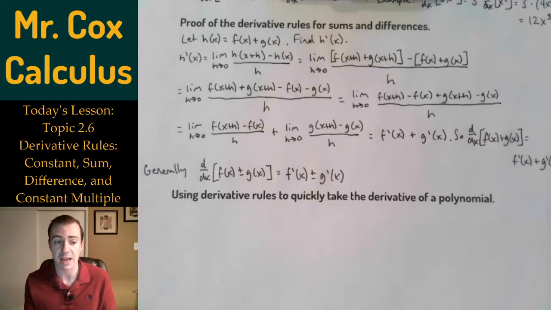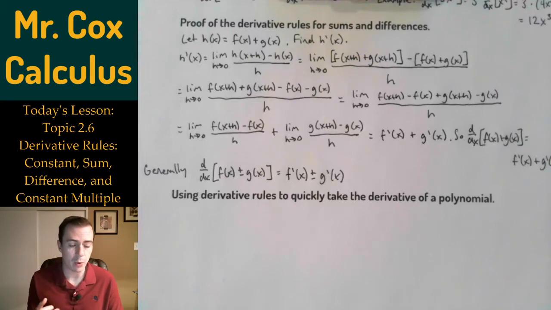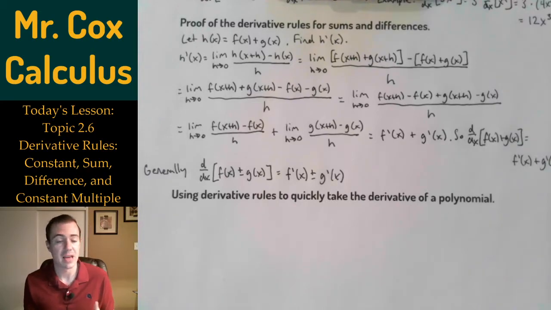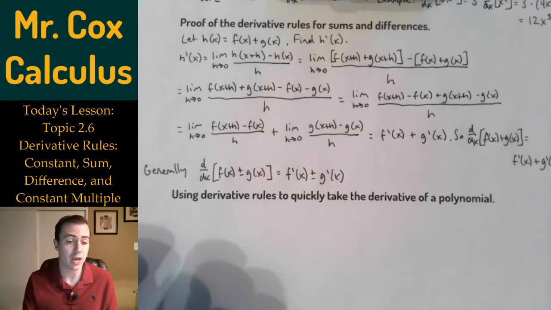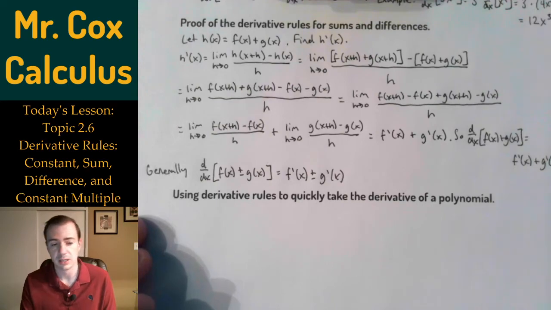What we're going to do next is we now have a really good collection of derivative rules: the power rule from 2.5, and how to take the derivatives of constants, coefficients, and sums and differences. In the next video, we'll look at how that works in terms of taking the derivative of a polynomial in general.